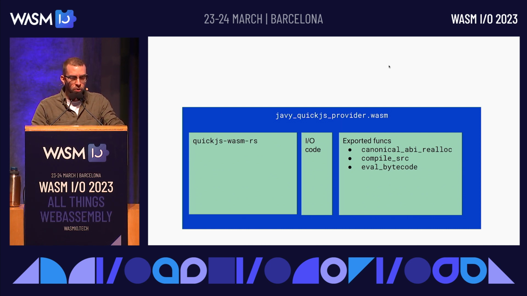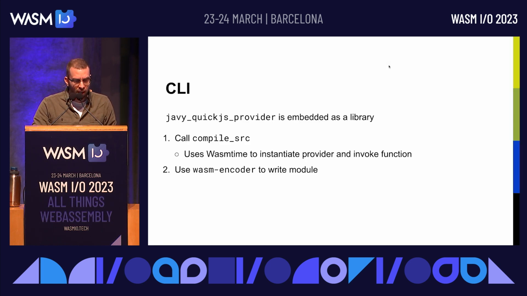basically expects you to use the realloc method to put some JavaScript source code inside the provider's linear memory, and you give it the address to that source code, and compile source gives you back a wide pointer to the Quickjs bytecode it's produced. And we have an eval bytecode exported function that again expects a wide pointer to the Quickjs bytecode that's been inserted into the module or into the instance.